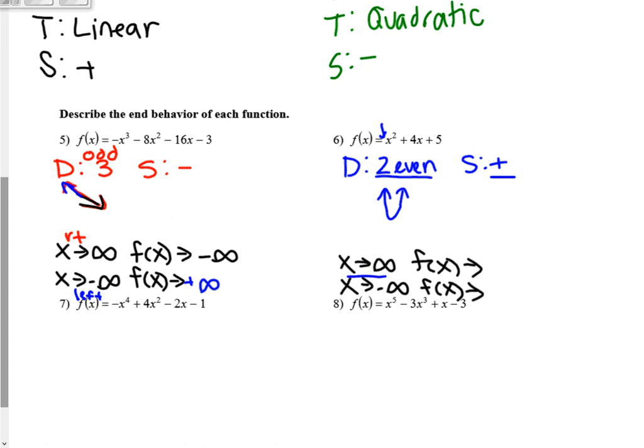As I'm going to the right on my graph, so as I'm going towards positive infinity on my x-axis, my graph's going up, so I'm going towards positive infinity. As x approaches negative infinity, as I go to the left on my graph is still going up. Remember, those even degree functions will always either both be going up or both be going down.